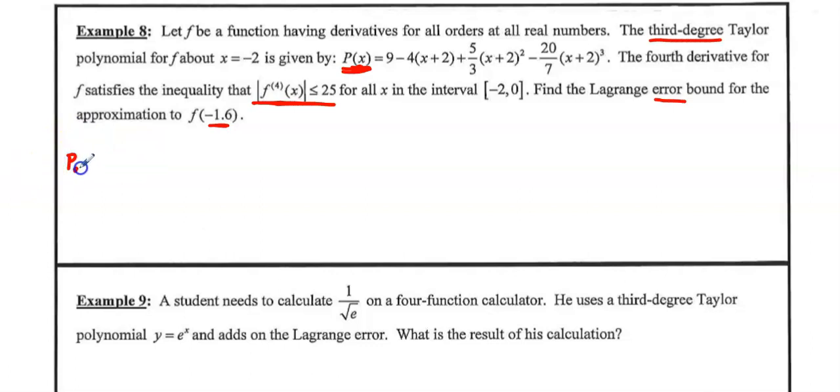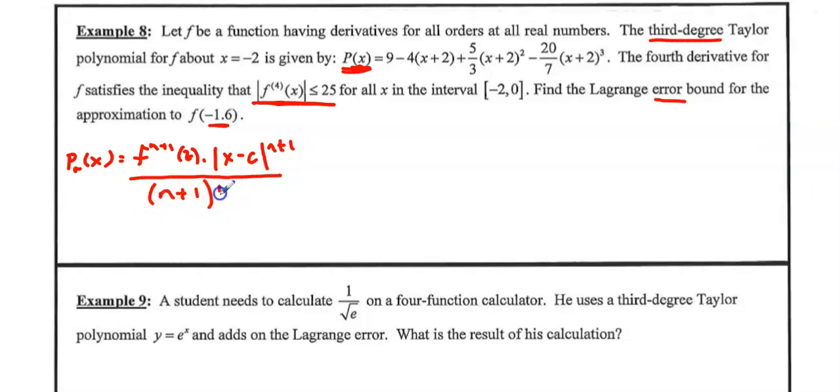Okay, so the first thing we're going to do is write out the equation for Lagrange. Then we're going to talk about what we need to do to figure out what we have. So this is our equation, and there are really just 3 separate parts to it. The first thing we acknowledge here is that this is the maximum value our derivative can be, and it's actually given to us.